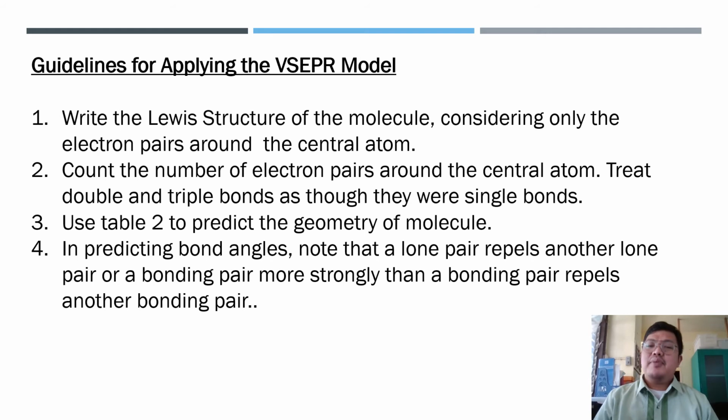Number 4, in predicting bond angles, note that a lone pair repels another lone pair or a bonding pair more strongly than a bonding pair repels another bonding pair. Okay, so paano ba to? Tingnan natin sa next slide.